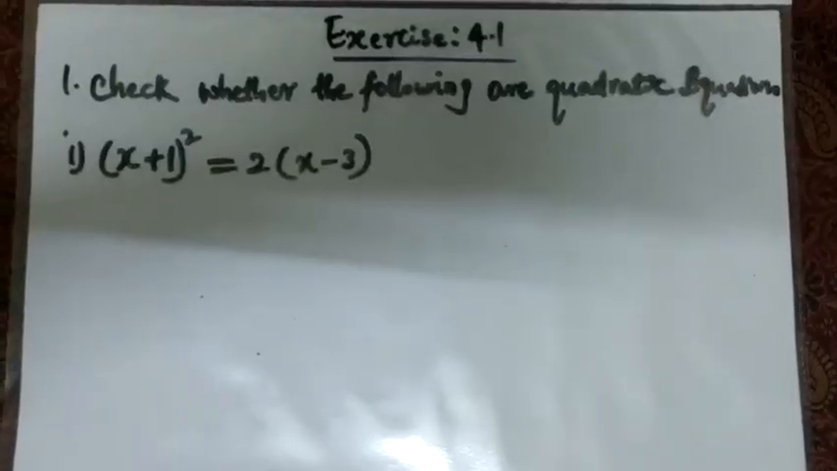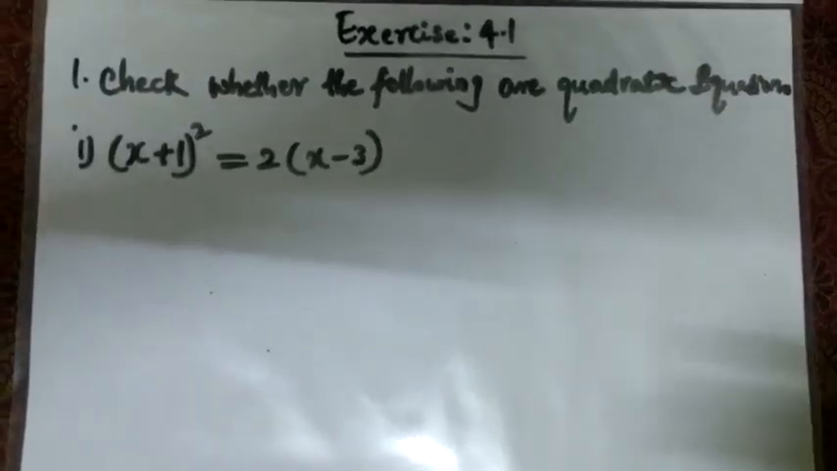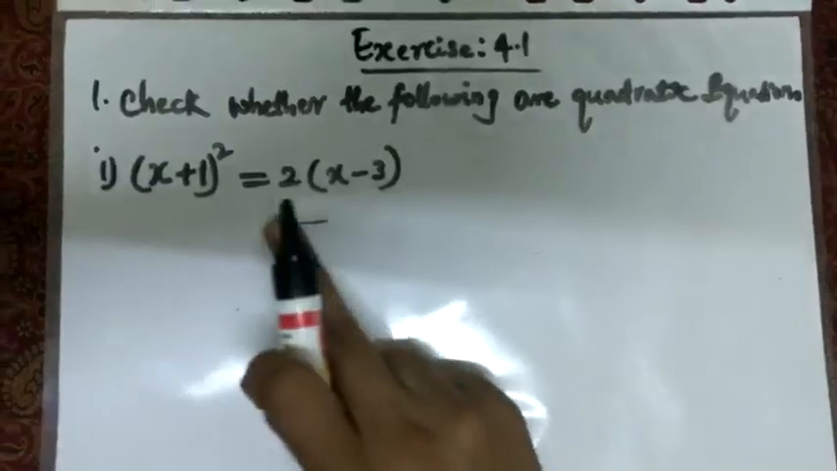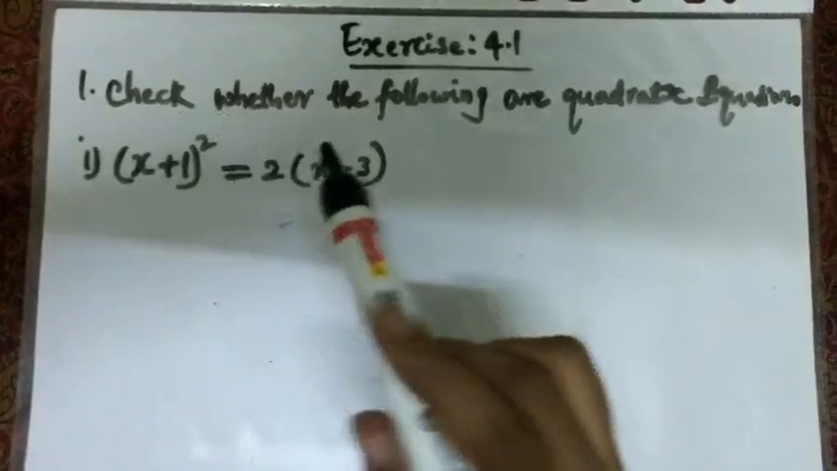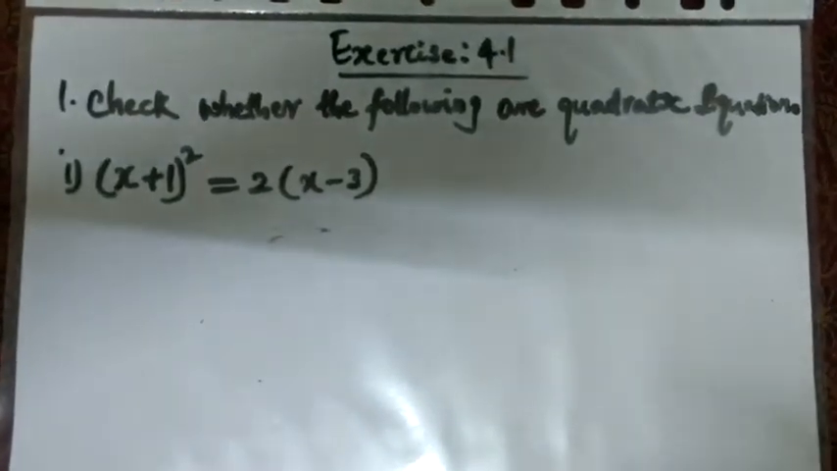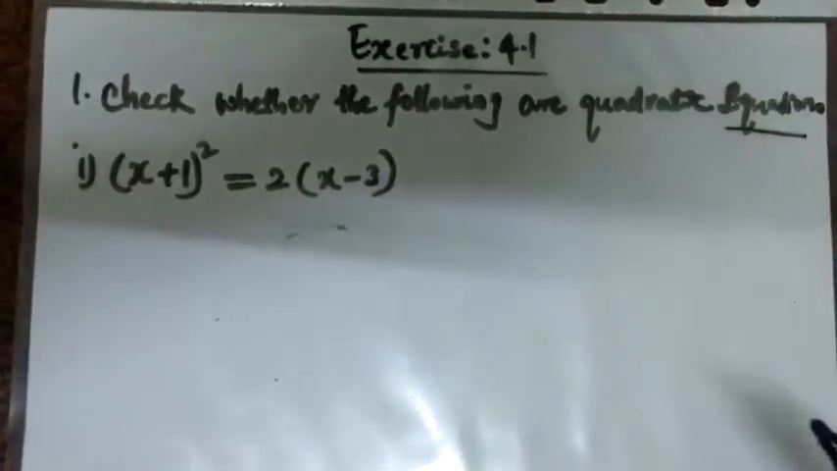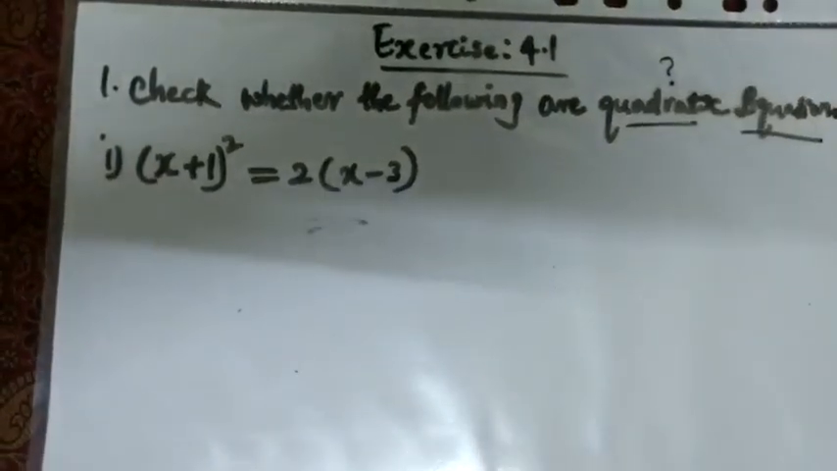Now here you can see I am ready with question number 1 of exercise 4.1, and the first part says that (x plus 1) whole square is equal to 2x minus 3. Now what is the question he has given to us? Check whether the following are quadratic equations or not. Now it is a sure thing that by seeing the equal to sign, it is an equation. Now the second part of the question is whether it is quadratic or not.